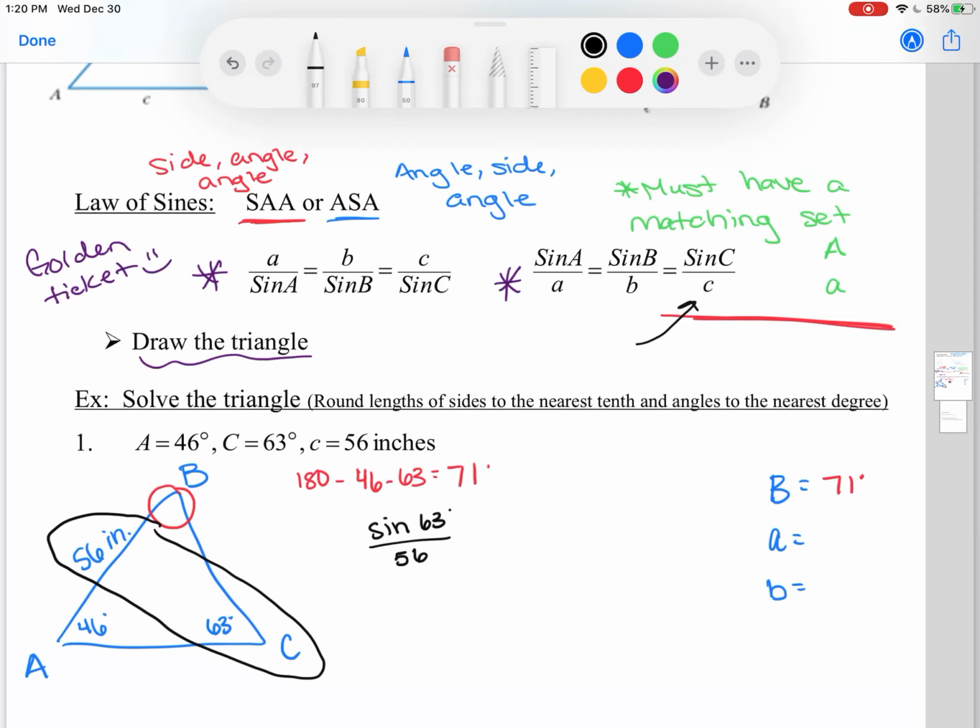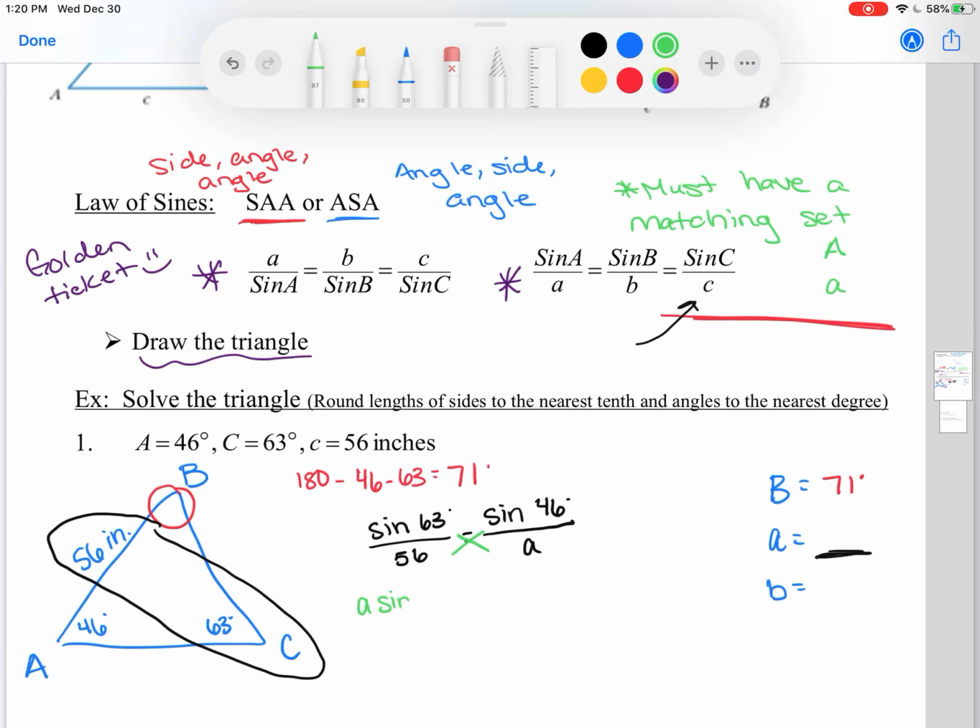All right. Since A is my next one that I want to find here, let's go ahead and solve for A. So I'm going to set it equal to sine of angle A this time, which I do know is 46 degrees. And I'm going to divide it by my side length of A. But I don't know that, so I'm going to just keep it as letter A. Now my proportion is set up. I get to now cross multiply.